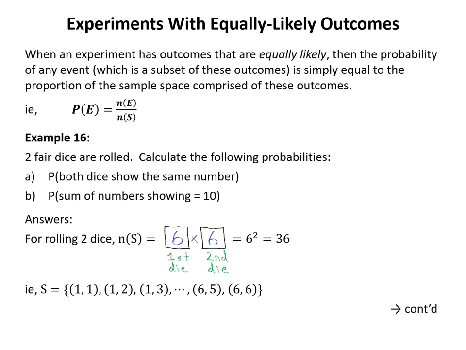In example 16, we look at the situation where two fair dice are rolled, and we're asked to calculate the probability in A that both dice show the same number, and in B, the probability that the sum of the numbers showing equals 10. So to answer these questions, we start by looking at the fact that if we roll two dice, the number of elements in the sample space is equal to 6 outcomes for the first die times 6 outcomes for the second die, which equals 6 squared, or 36. And so our sample space consists of the 36 outcomes going from 1 and 1 to 1 and 2, etc., all the way up to 6 and 6.